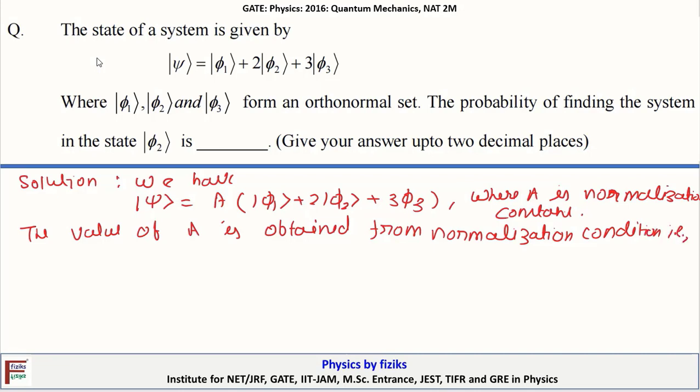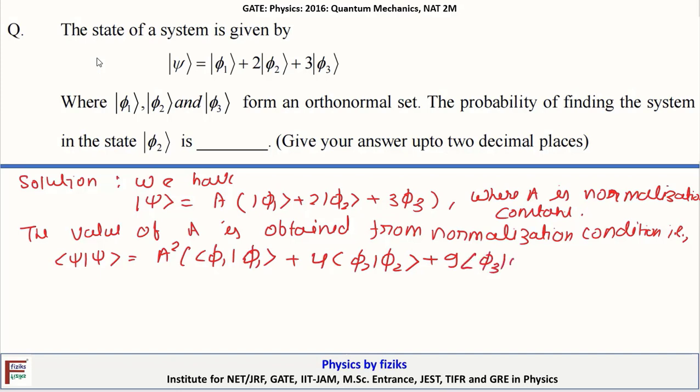That is, psi dot psi is equal to a squared times phi 1 dot phi 1 plus 4 phi 2 dot phi 2 plus 9 phi 3 dot phi 3, which equals a square times (1 plus 4 plus 9) equals 1, which implies a is equal to 1 by root 14.